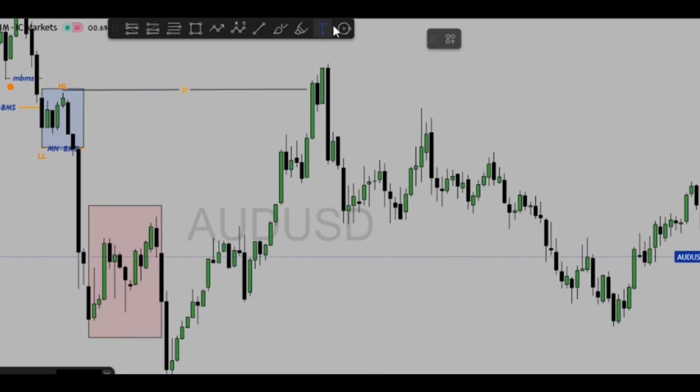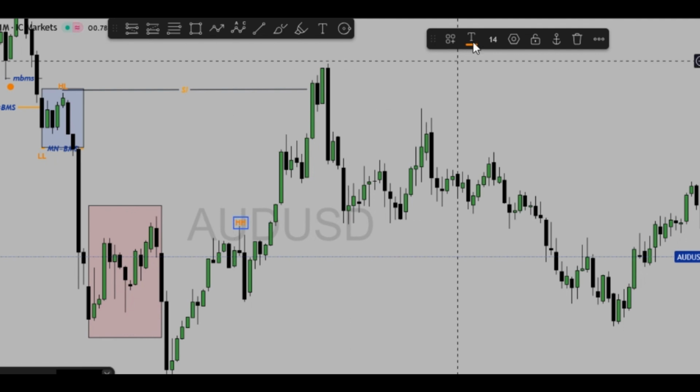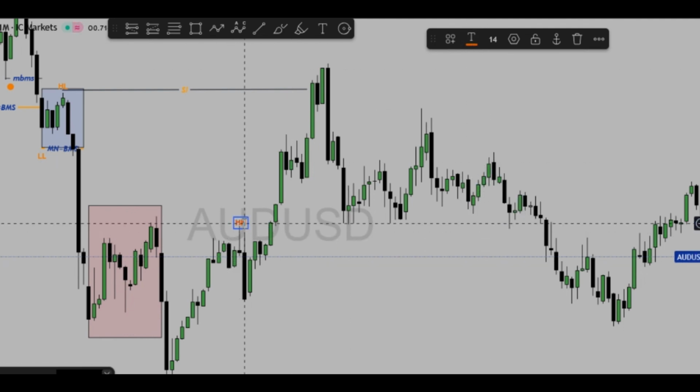Now let's identify our minor structure, marked with lowercase letters. The minor structure is a pullback structure. We don't trade it long term.